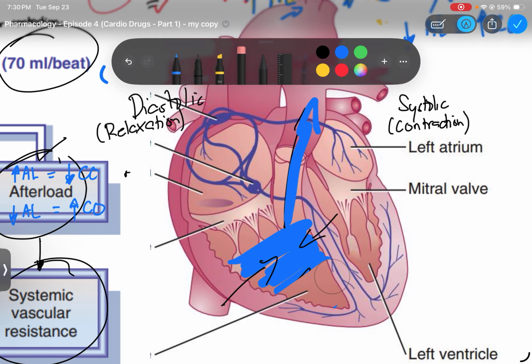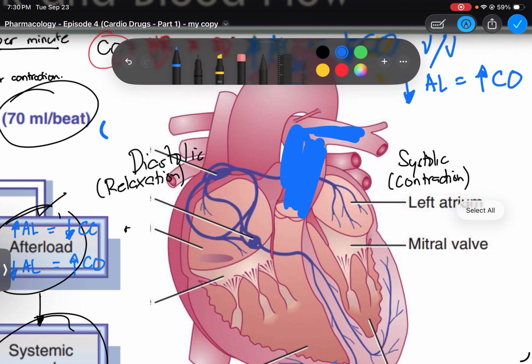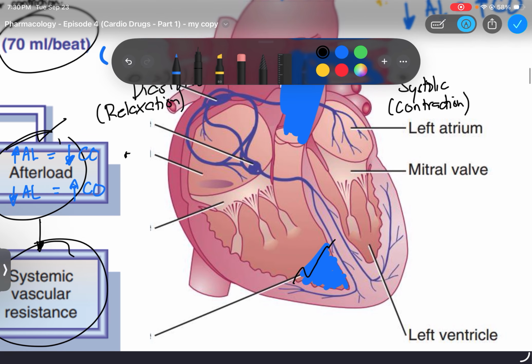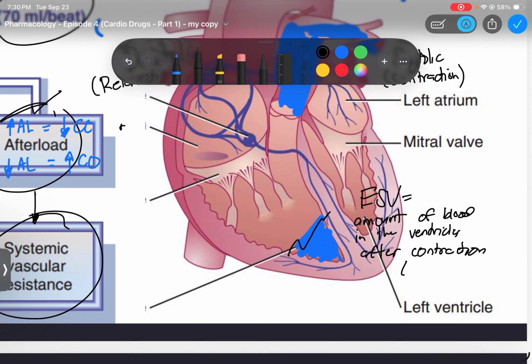Now, the problem there is this. Most of the blood will enter your great vessels, but not all of it. There is a few milliliters that will remain. This is what we call our ESV, or the amount of blood in the ventricles after contraction, otherwise known as systole.